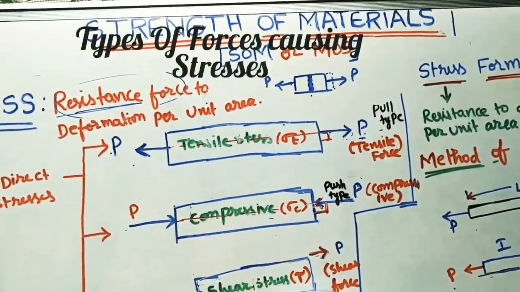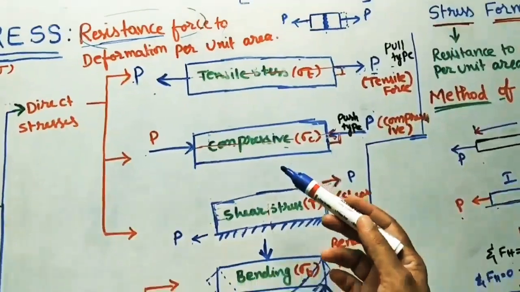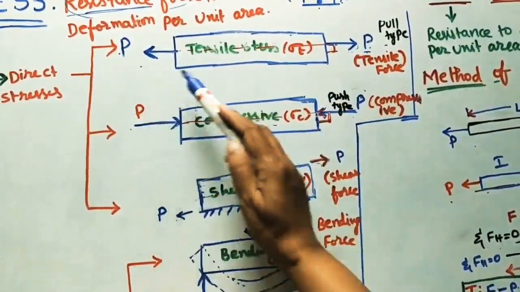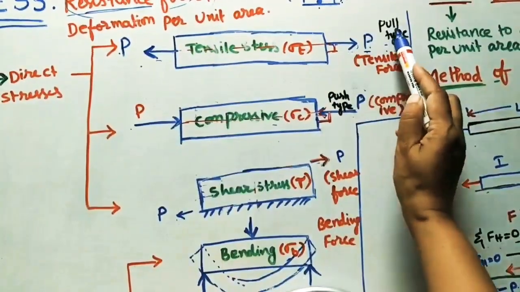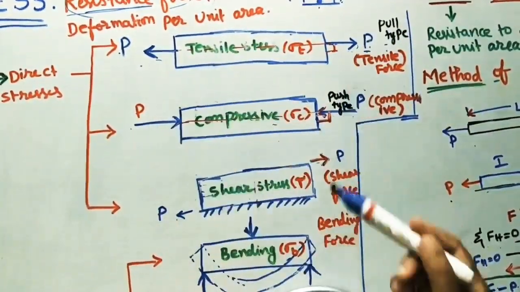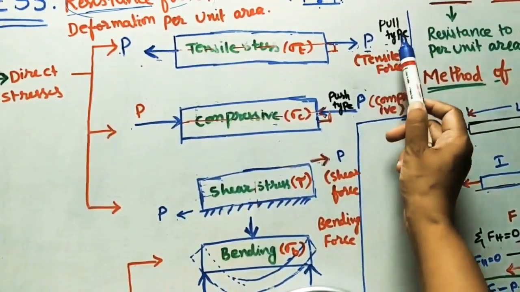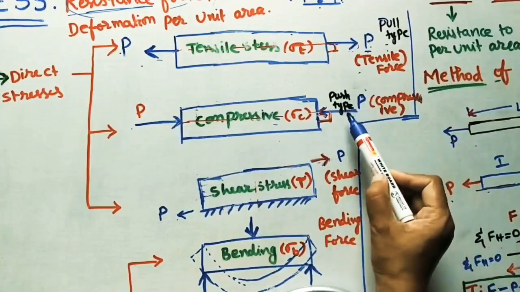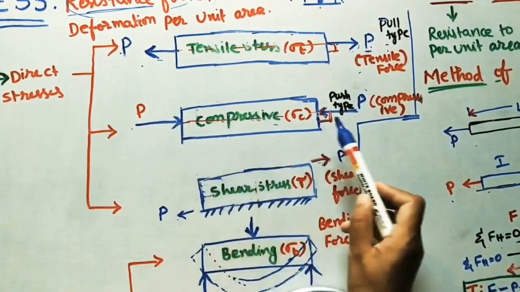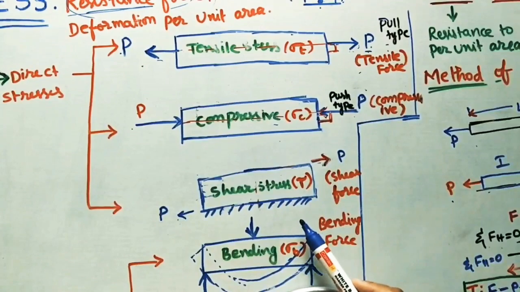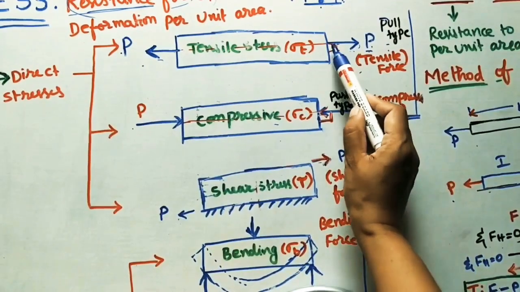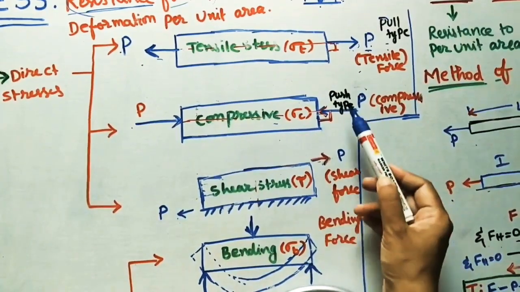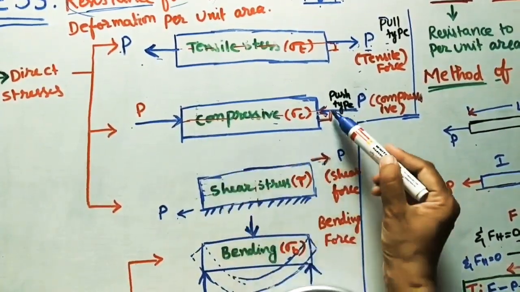Here I did some diagrams. In these diagrams, in some cases I'm applying the force like this. In the first case I'm applying pull type force at both sides, same magnitude. This force is called tensile force. If the force is push type, this force is called compressive force. In the pull type I am applying the force perpendicular to the surface, and in push type also I am applying the force perpendicular to the surface.